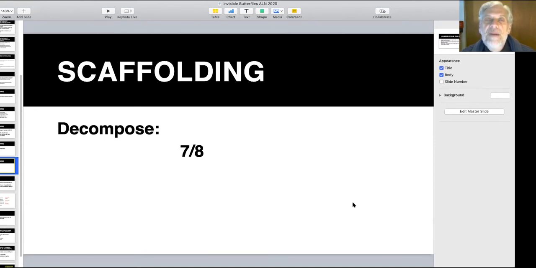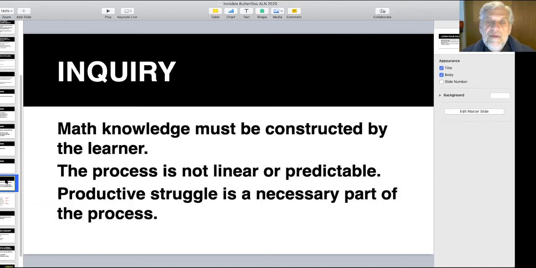And that's what we mean by scaffolding. Pre-thinking through the task you're going to be working on as a class to think about how you might provide access.